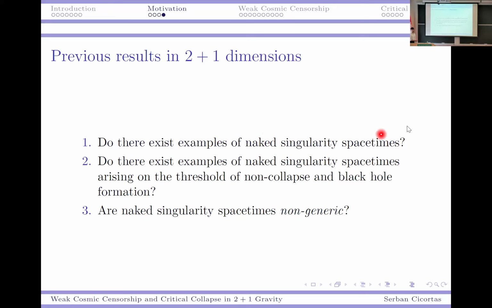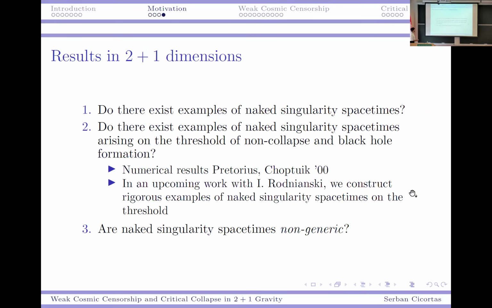Well, basically rigorously, this has not been studied at all, so nothing is really known. But the results that I'll tell you about answer some of these questions. So first, regarding the construction of examples which are on the threshold, the numerical results in this case are due to Pretorius and Choptuik in 2000. And again, I'll talk about this work more.